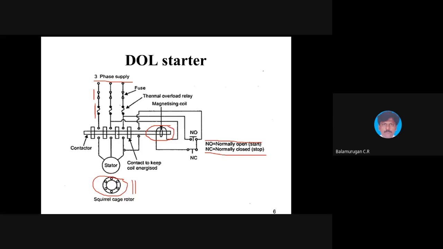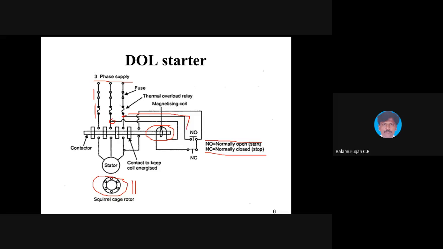So you see the connection here. This magnetizing coil and these contacts are connected between two phases. Considering R, Y, B, it is connected between the Y phase and the B phase. You will have a normally open contact, and its output will be connected to the normally closed contact, forming a closed circuit with the magnetizing coil. This is the starting connection.